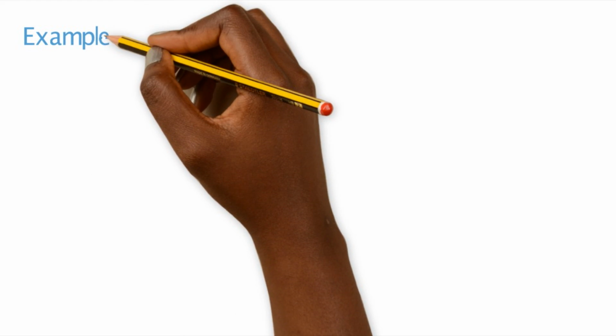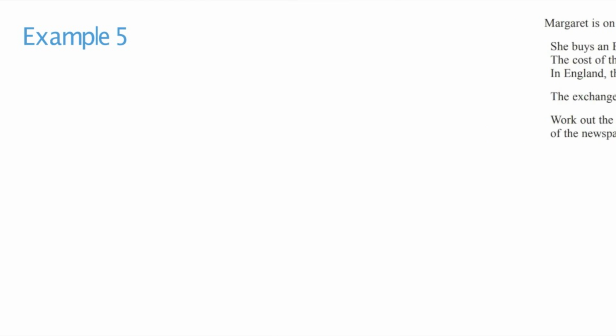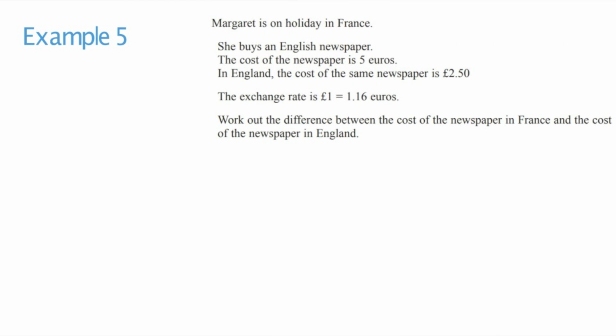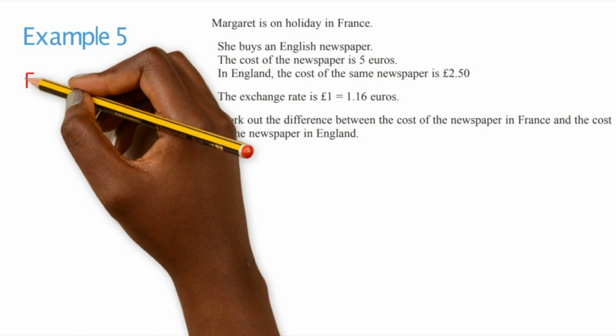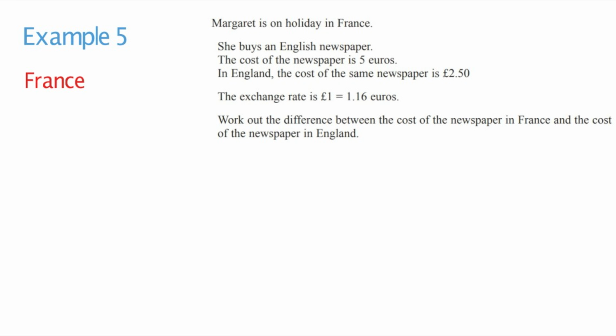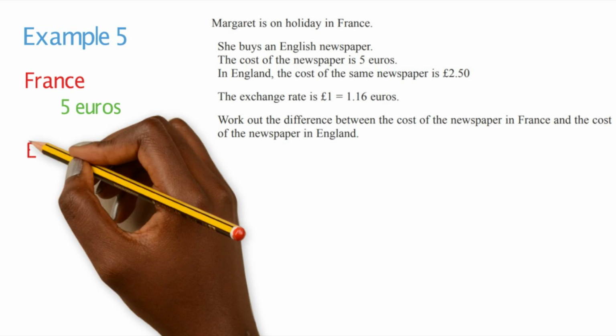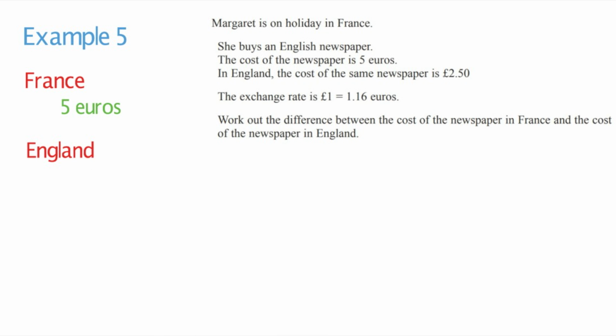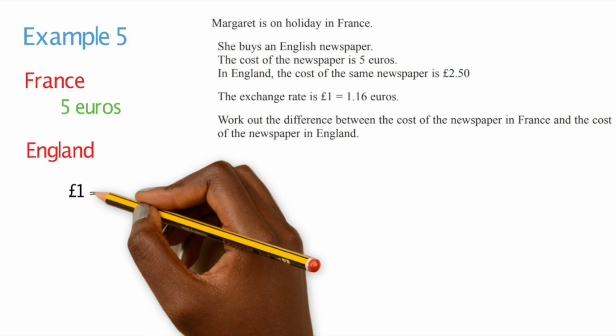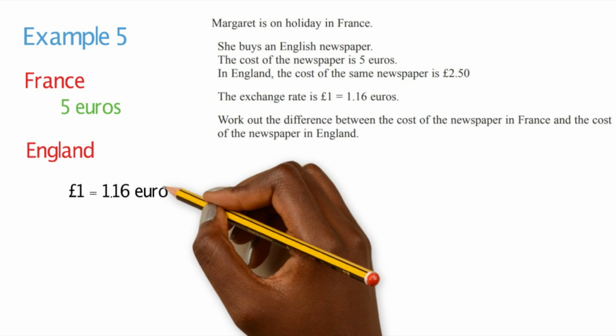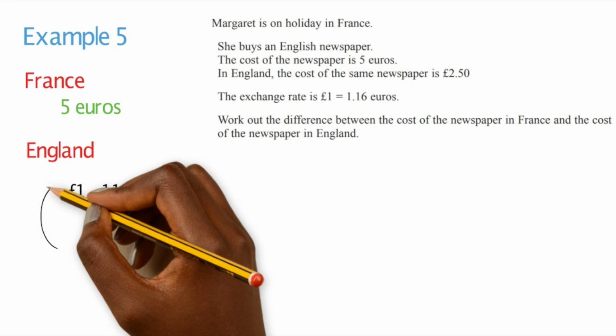Here's another example which also compares prices. We have Margaret, who's comparing newspaper prices in France and England. Again, the first thing I'll do is write out France. You can either compare in pounds or euros, whichever one you're comfortable with. In France, it's €5. In England, to work out how many euros that would be, write down the rate. It says in the question that it's £2.50.